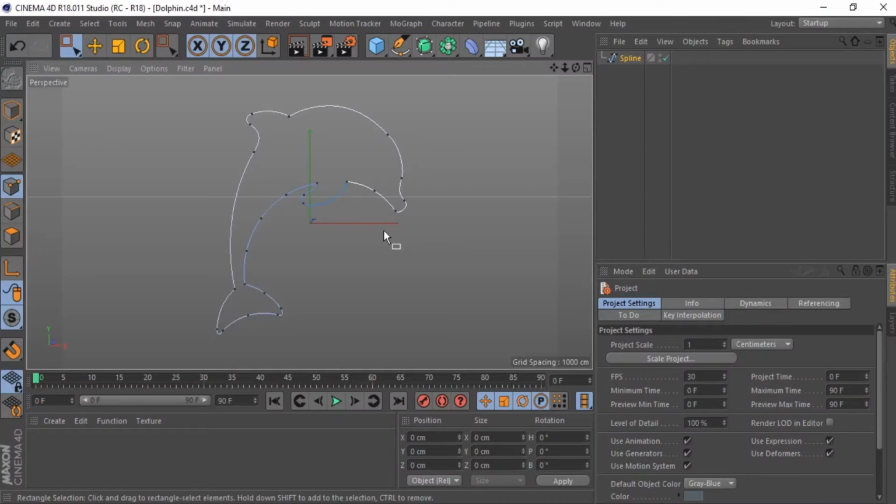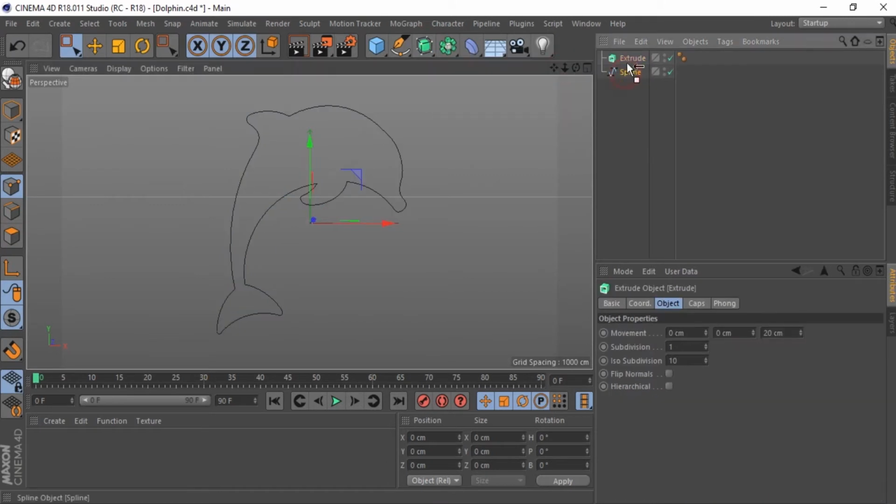Now this is a spline like a dolphin. We need to use a 3D model to demonstrate.